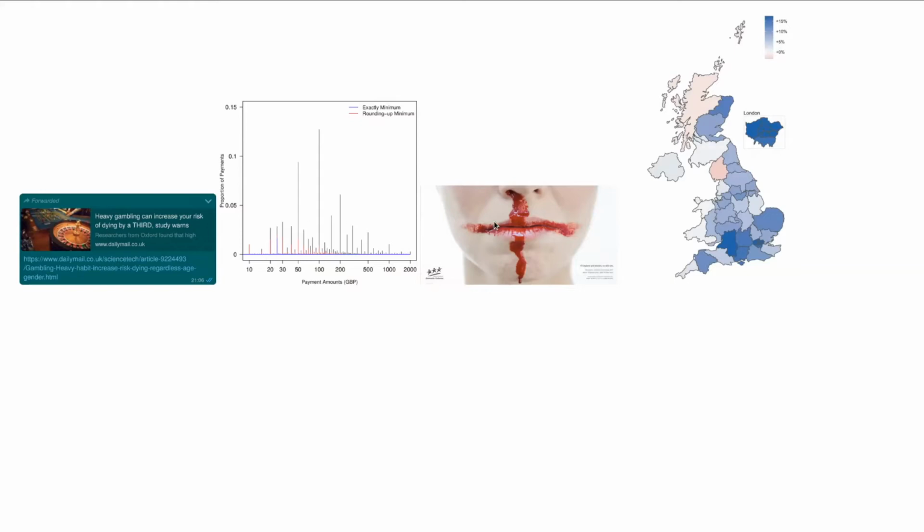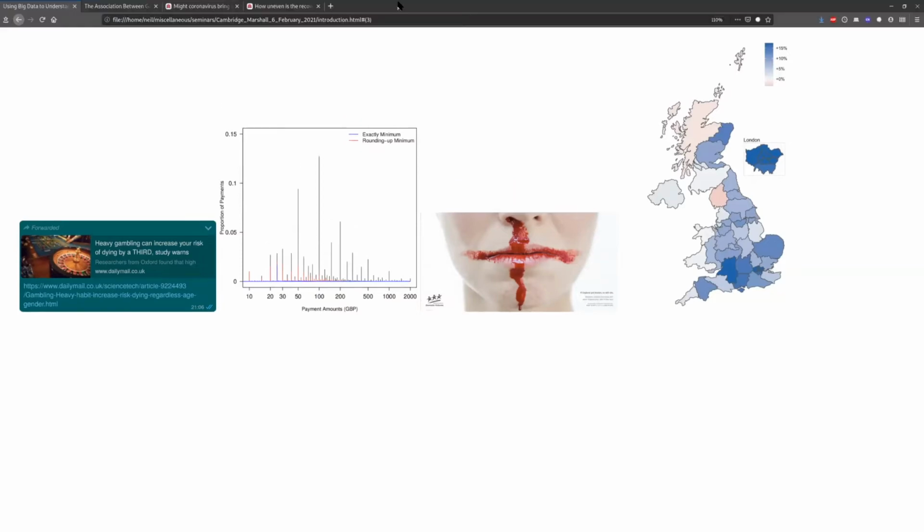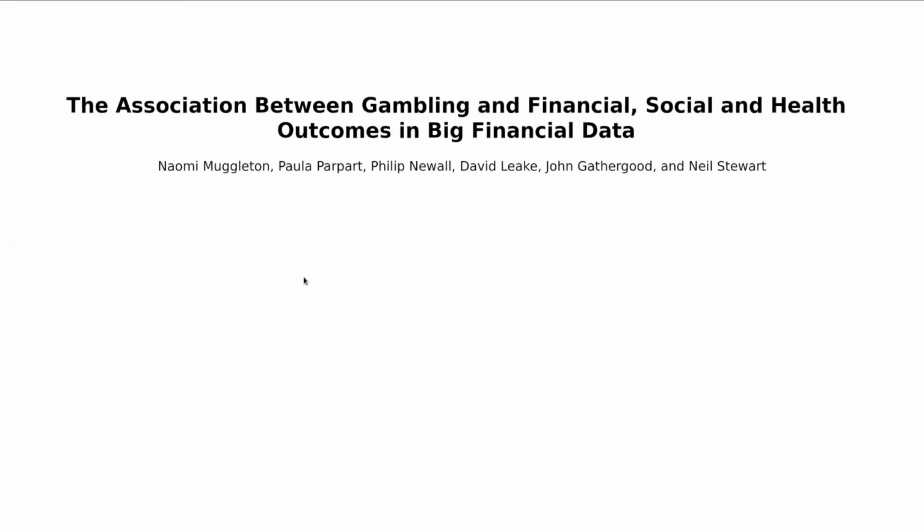This is an image from a domestic abuse, or I guess it's an anti-domestic abuse advertising campaign, and we'll talk a bit about what we can learn about domestic abuse from big data. And then if we've got time, we can talk a bit about how we can use big data to understand what's been happening to our spending during coronavirus. So let's have a look at gambling first of all. And this is the project that Naomi led.